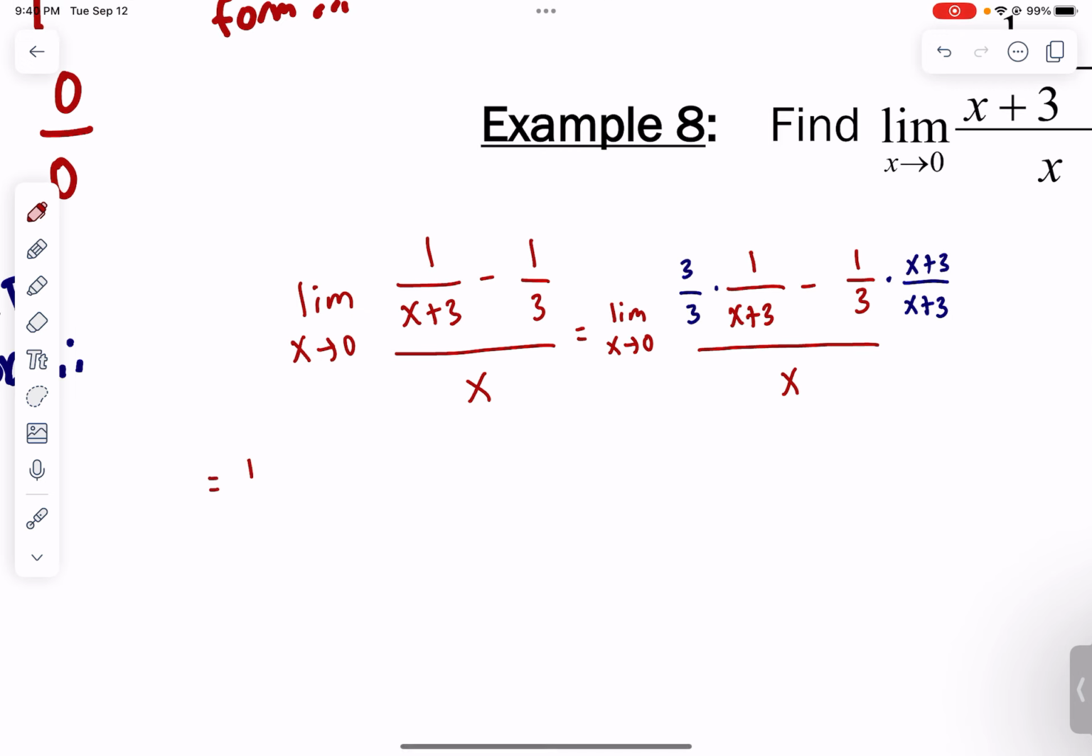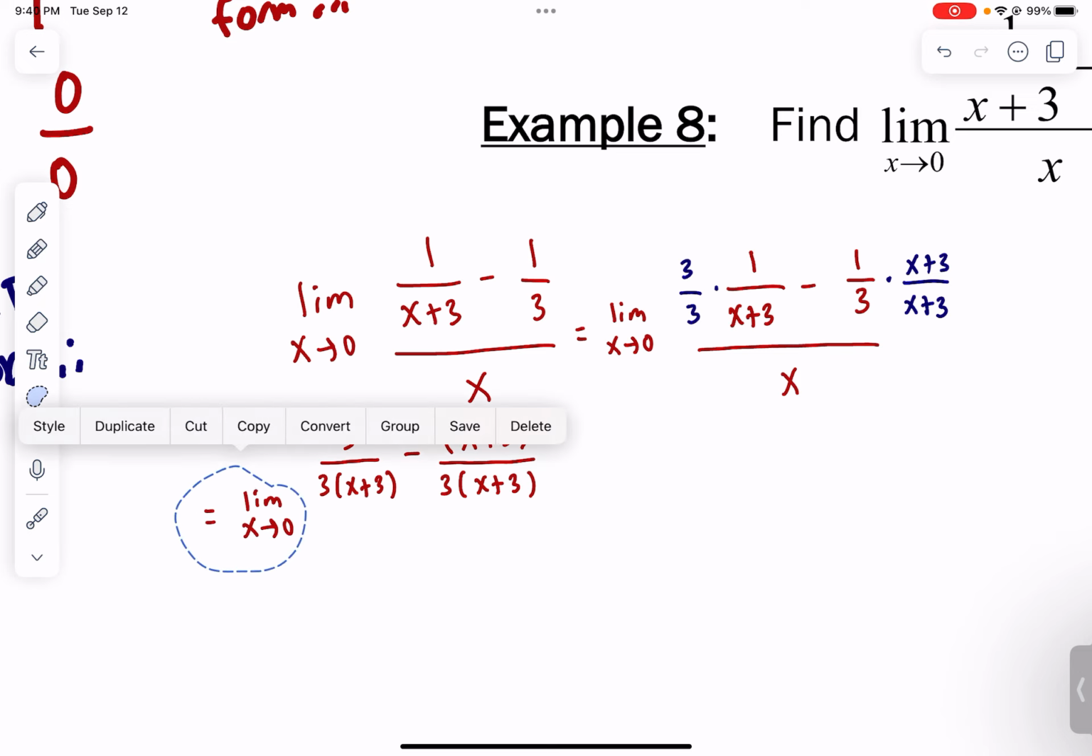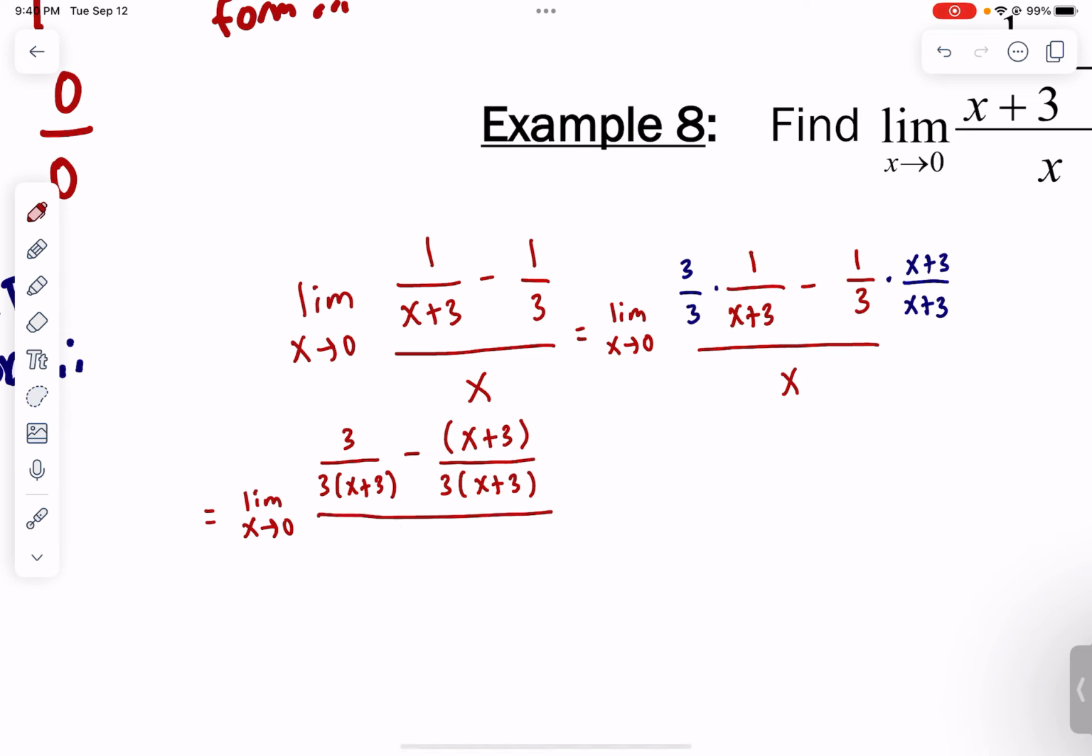So let's simplify that. The limit as x approaches 0 of 3 over 3 times x plus 3 minus, be real careful here, make sure you have the parentheses in the numerator, x plus 3 over 3 times x plus 3. And please remember, this is just coming from the numerator. And please recall that all this is all over x. So I'll put that all over x.